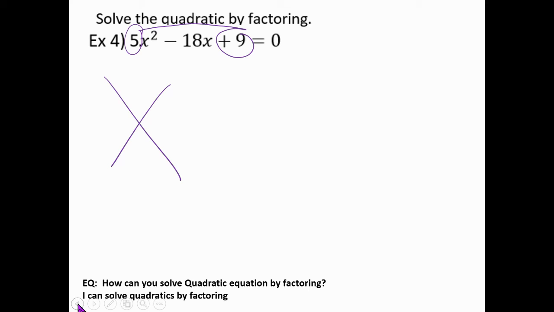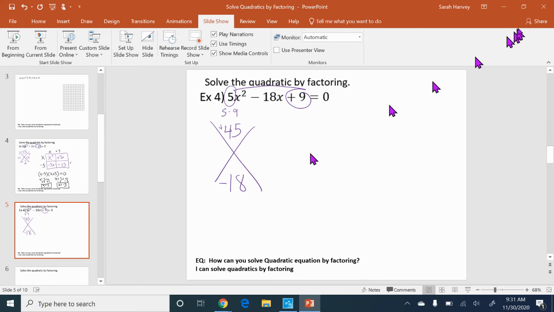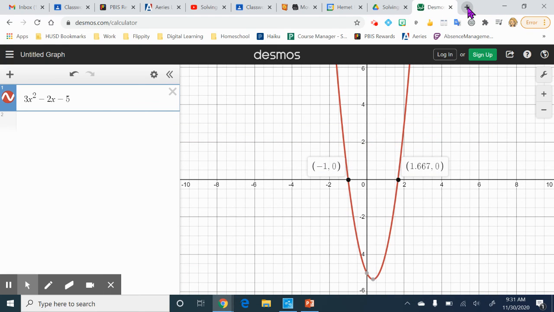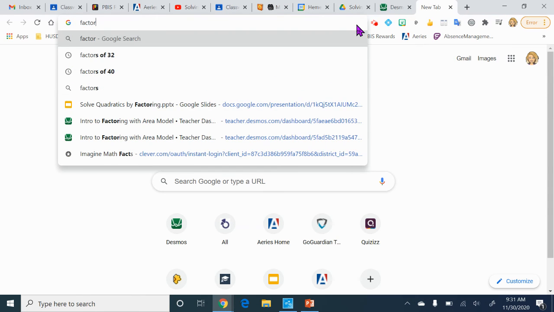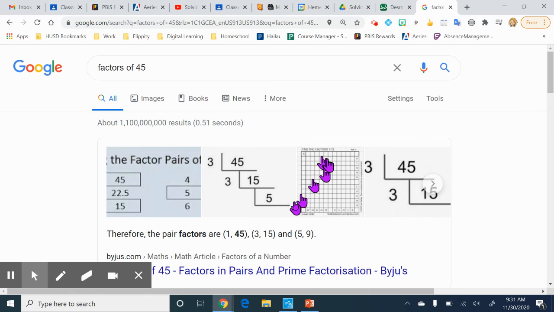All right, so we're going to multiply 5 times 9. That's what goes on the top. 5 times 9 is 45. And we want it to give us -18. So I'm going to list all my factors of 45. And remember, if you're not sure, you can literally just go to Google and you can Google it. You can say factors of 45. And Google will actually tell you all the factors of 45. So it tells you 1 and 45, 3 and 15, 5 and 9.